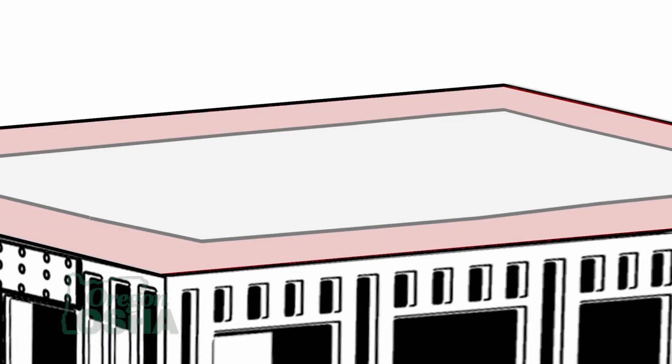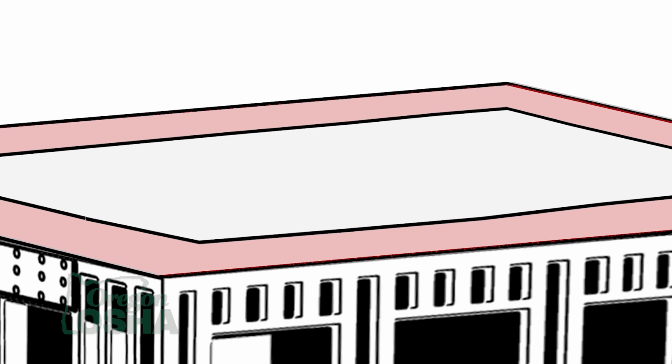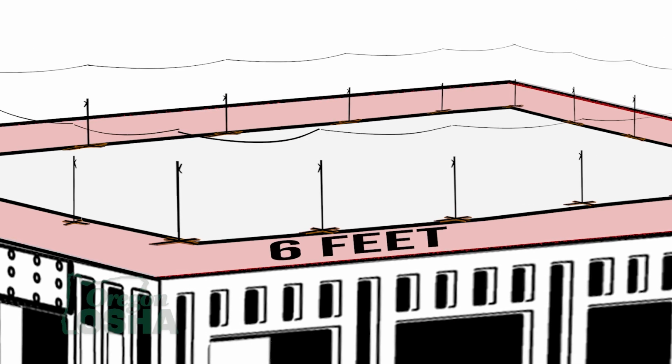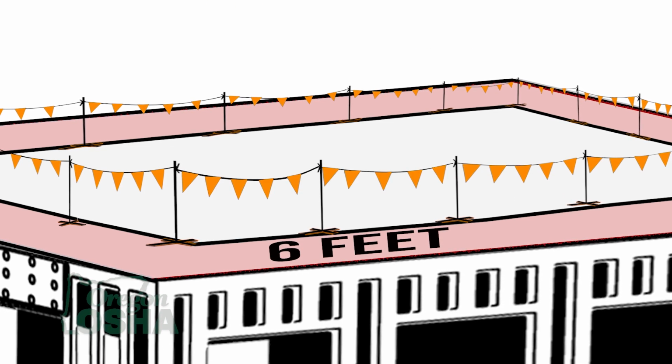Warning lines are a fall protection system that surrounds all sides of the work area, placed at least 6 feet from the edge, and are made up of supporting stanchions and lines such as rope, wires, or chains that are flagged with high visibility material.